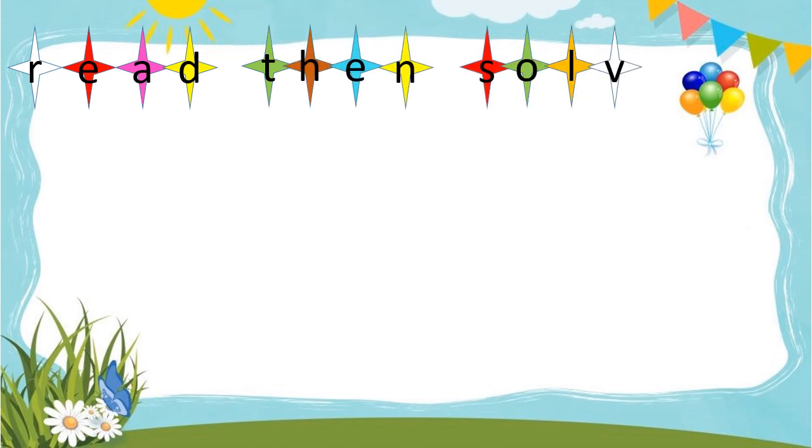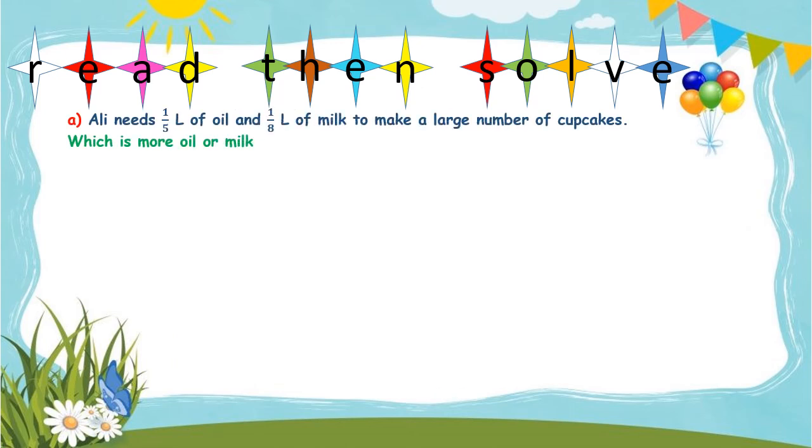Then solve. The first question: Ali needs 1/5 liter of oil and 1/8 liter of milk to make a large number of cupcakes. Which is more, oil or milk? Okay, we said if the denominator is small, the fraction will be big. So 1 out of 5 is bigger than 1 out of 8. So the oil is more than the milk.